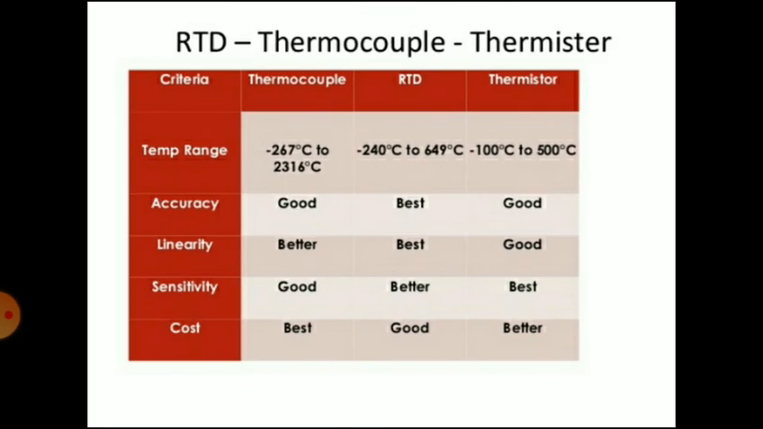And in this slide all the three elements are compared. Regarding temperature range, in the case of thermocouple, the range is minus 267 degrees Celsius to 2316 degrees Celsius. Then RTD is minus 240 degrees Celsius to 649 degrees Celsius, and for thermistor, minus 100 degrees Celsius to 500 degrees Celsius.